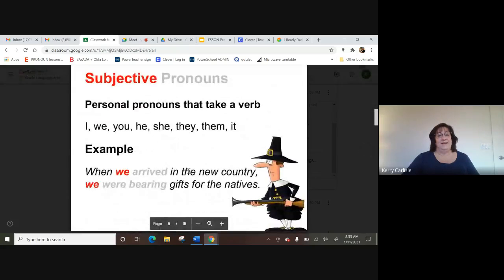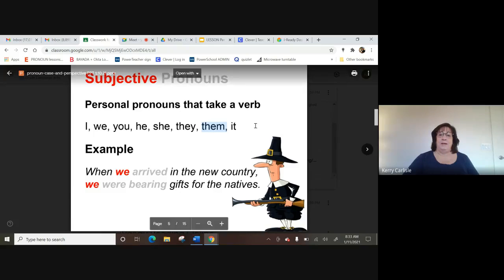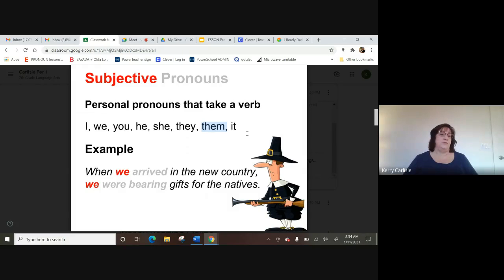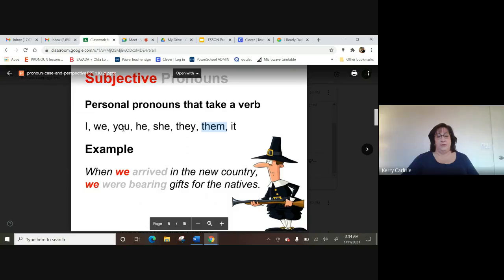All right, so here are the subject pronouns: I, we, you, he, she, they, them, and it. Now, them is not a subject pronoun. I don't know why they're putting that there. That's basically wrong. That's an object pronoun, but it is correct. Now, it is interesting because it kind of works as a subject or an object, and so does you.